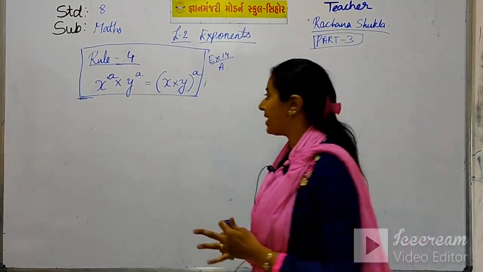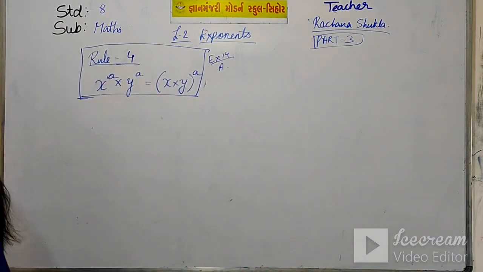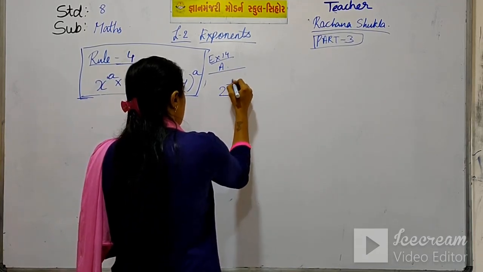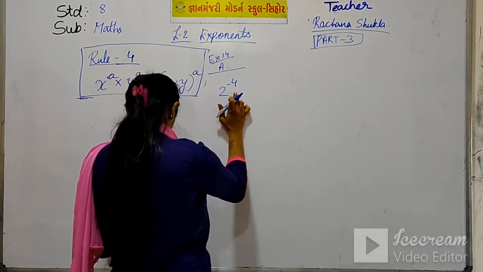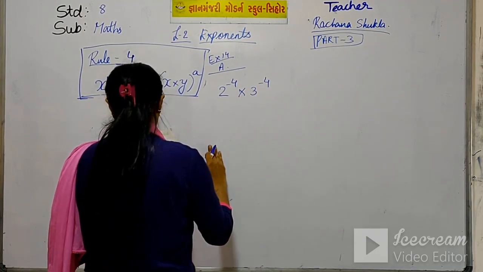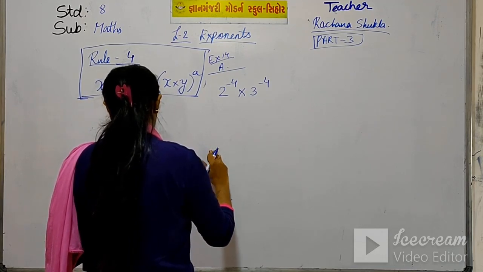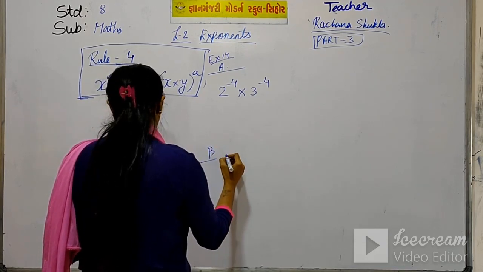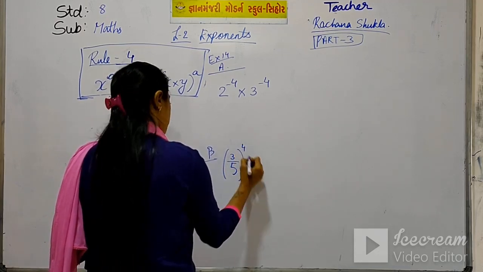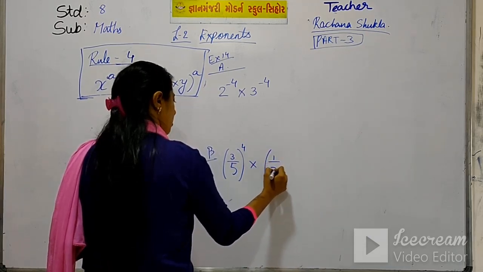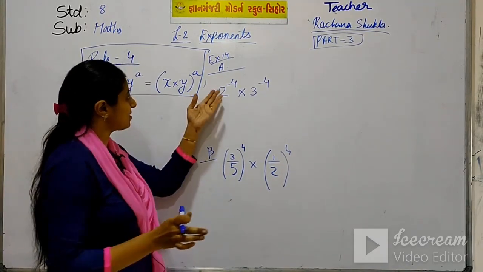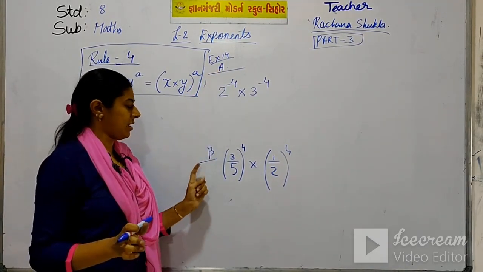Let's see in the sum. Example 14a: 2 to the power minus 4 into 3 to the power minus 4. Then B is 3 upon 5 to the power 4 into 1 upon 2 to the power 4. Two sums are there, example 14a and B.